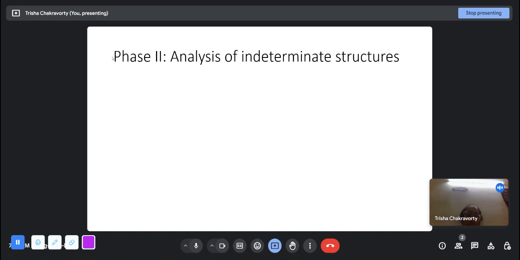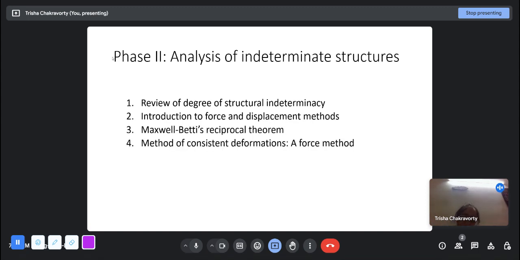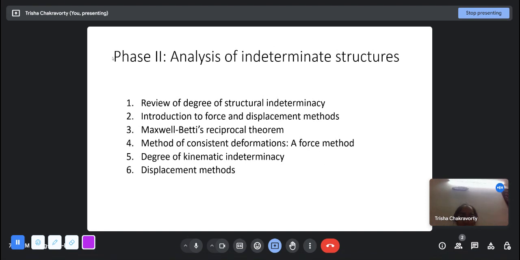Then, from week 7, we moved on to phase 2, analysis of indeterminate structures. Some points to be seen here are review of degree of structural indeterminacy, introduction to force and displacement methods, Maxwell-Betti reciprocal theorem, method of consistent deformation, a force method, and review of kinematic indeterminacy and the displacement methods. The displacement methods are currently going on.